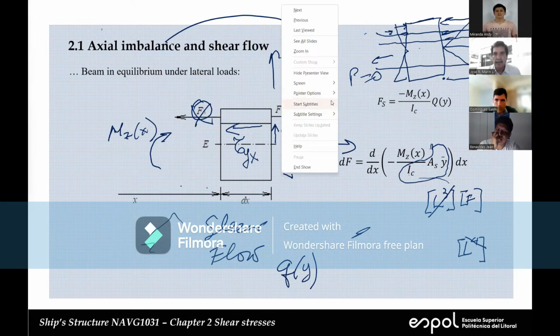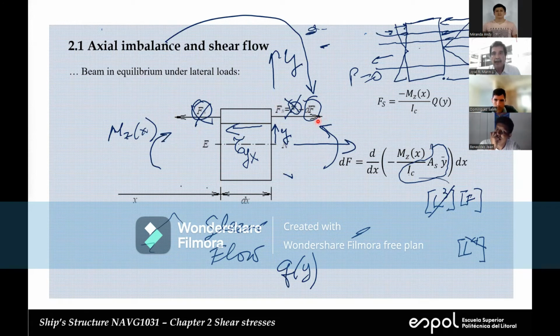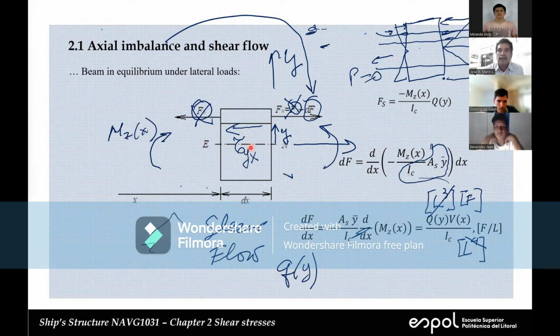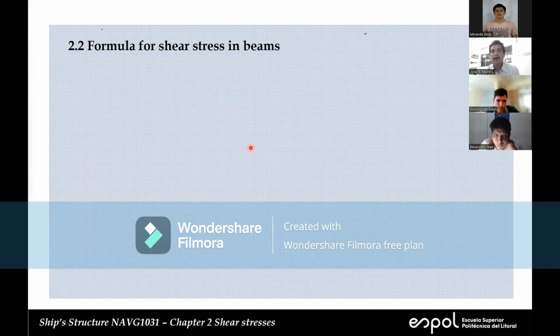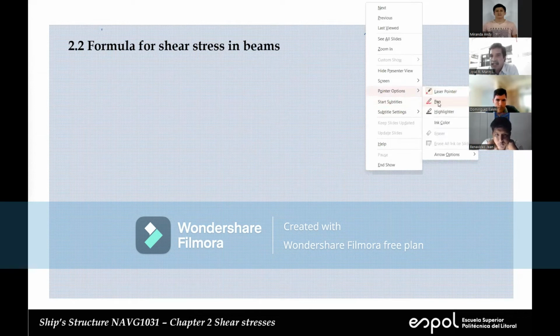Pointing to the left, we have a certain force. And pointing to the right, we have a force which is not exactly the same as this value. So this is the problem. If we consider this segment, defined by this sector and this cut, we have a problem: this produces a net force to the right. So we have to include this one, and that need of equilibrium will allow us to obtain this formulation. And that's what we call the formula for shear stress.